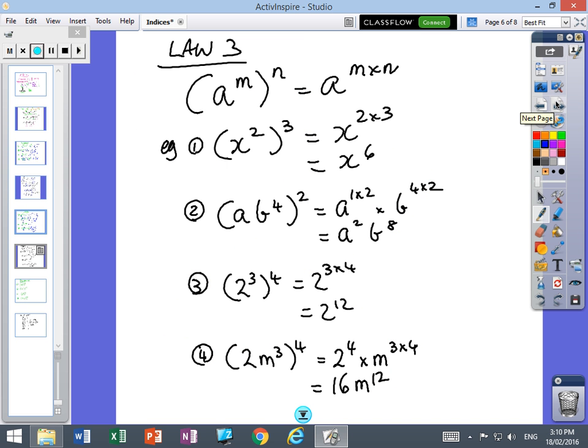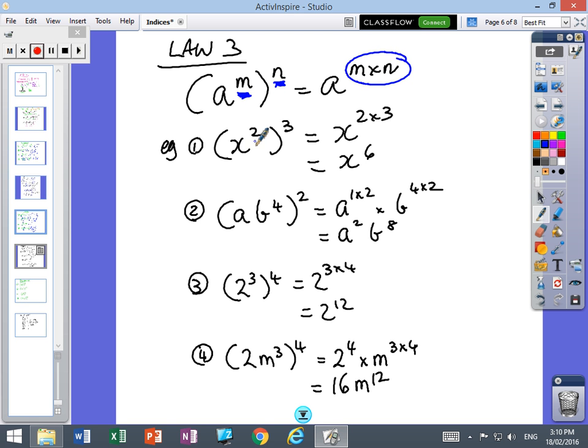Okay, this is the last law we're going to look at this year. This one is to do with brackets, and you have a power inside and a power on the outside. So law number 1 was a multiply, law number 2 is division, and law number 3 has got to do with brackets. So a power in and a power out is a multiply.